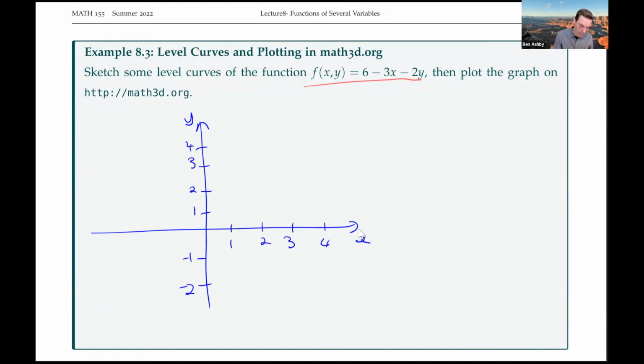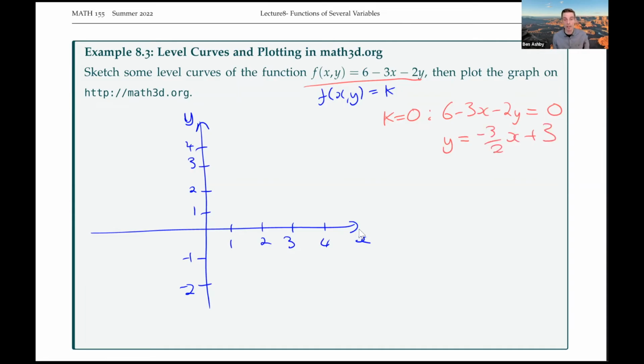Okay, so we want to sketch level curves, so we want to have f of x, y is equal to some value k as we vary k. So k is just a constant we're choosing. So for example, let's first of all go for k is equal to 0. Well, this means that we have 6 minus 3x minus 2y is equal to 0. So we want to draw this curve, and this just turns out to be a straight line. So we can rearrange this for y. So this is the same as y is equal to minus 3 over 2 x plus 3. Okay, so just rearranging that for y.